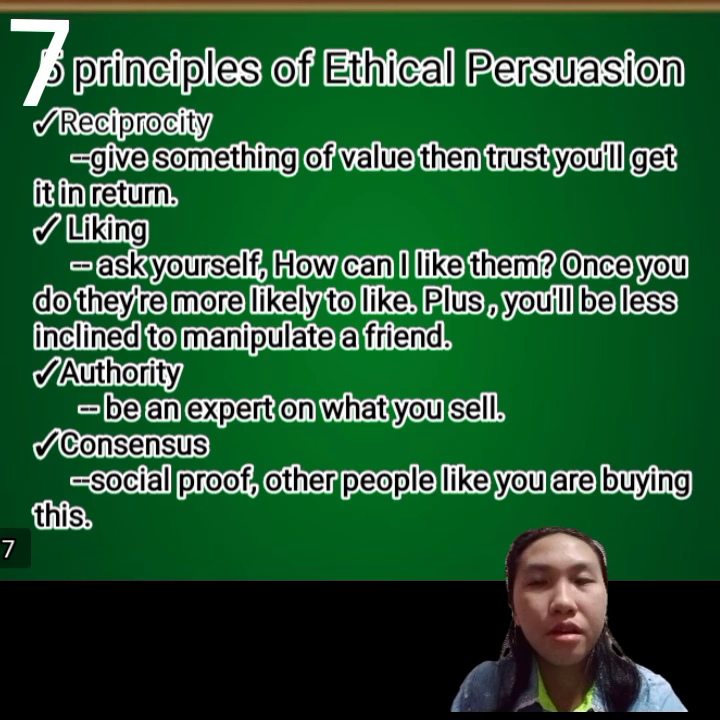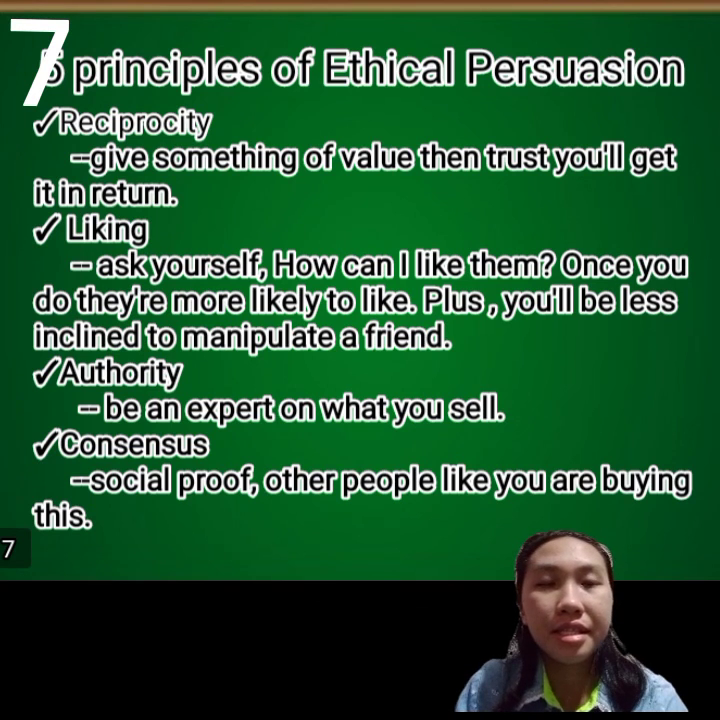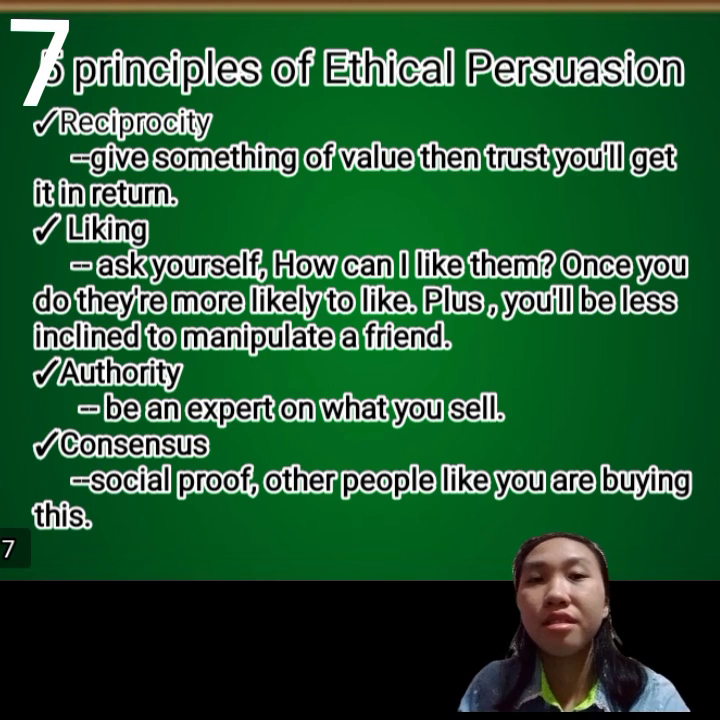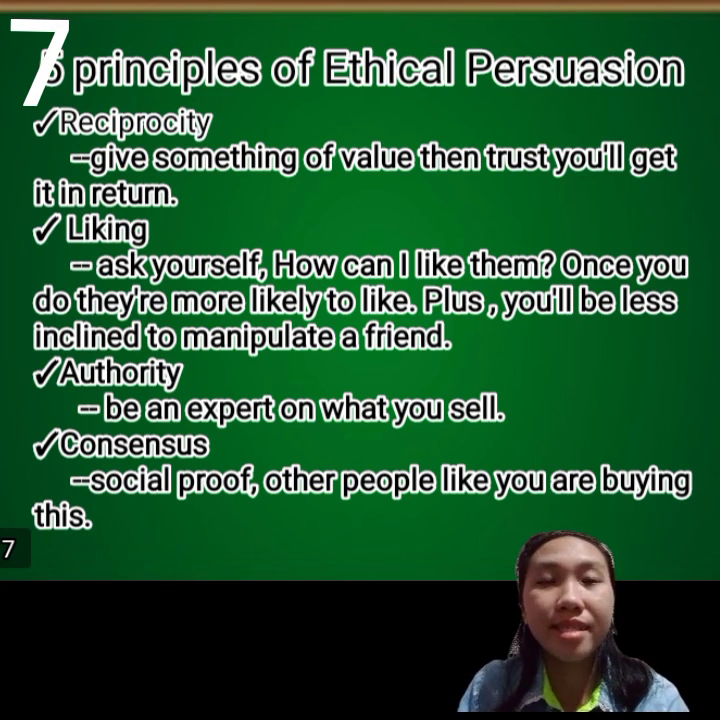7 principles of ethical persuasion. First is reciprocity. Reciprocity: give something of value, then trust, you'll get it in return. When we say reciprocity, give the value, then trust, then you get it in return. That is reciprocity.